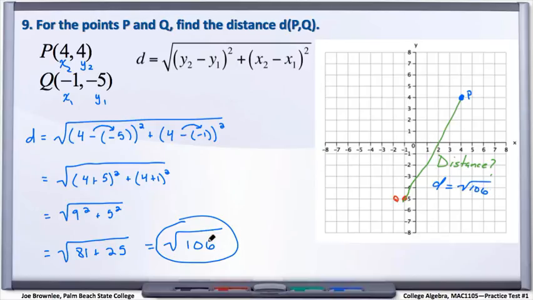If you could break this radical down, you would definitely want to do that. If this was a perfect square, for example, you would certainly want to evaluate that. Don't leave it in the radical. But in this case, radical 106, I don't think we're going to be able to break down, and it's certainly not a perfect square, and so we'll go ahead and leave it in radical form just like this. So again, the distance between point P and point Q for number 9 is radical 106.